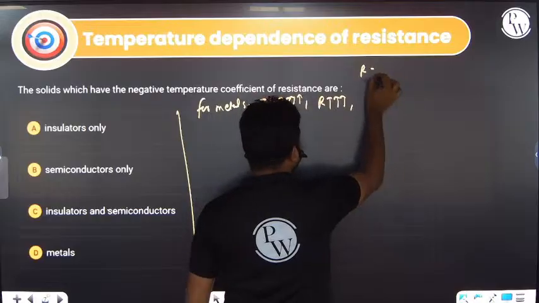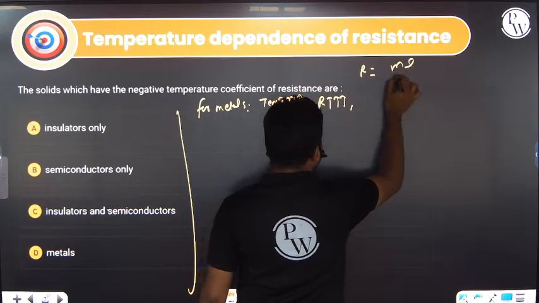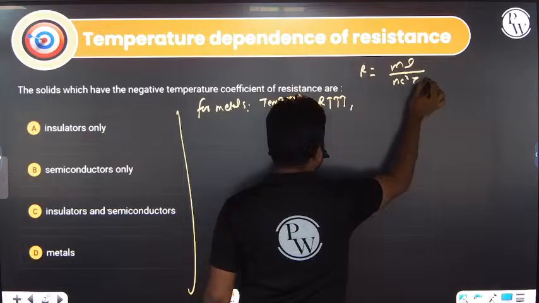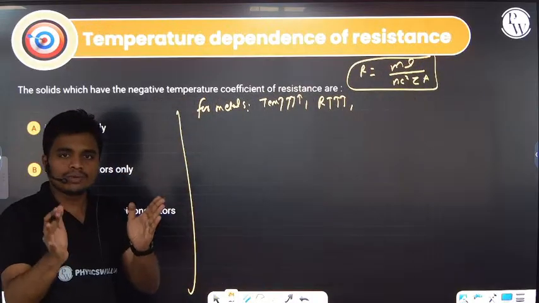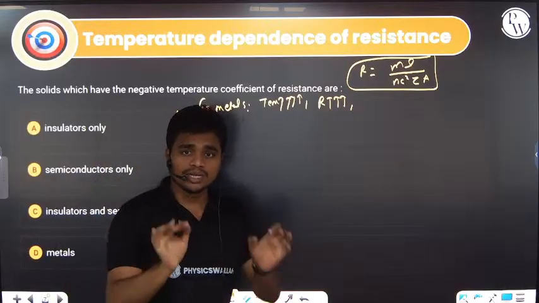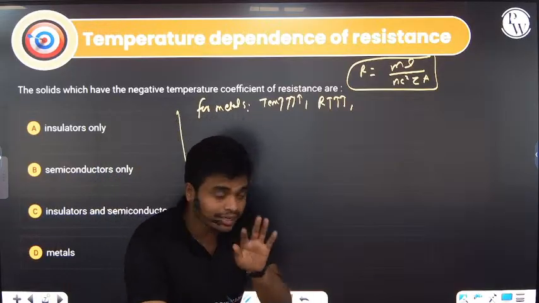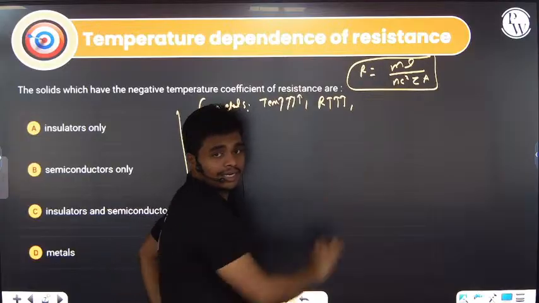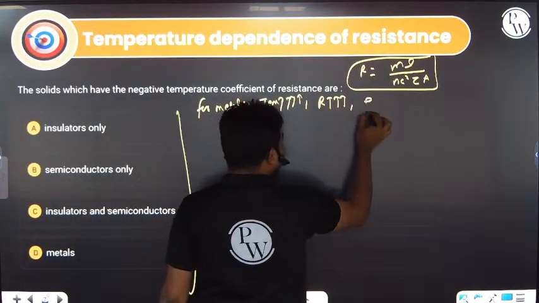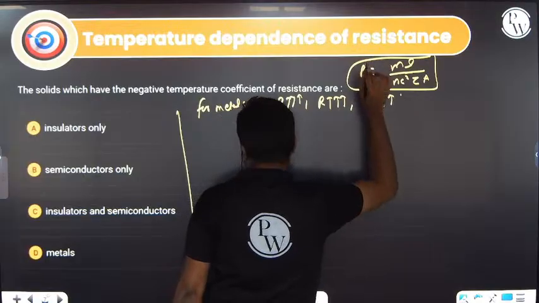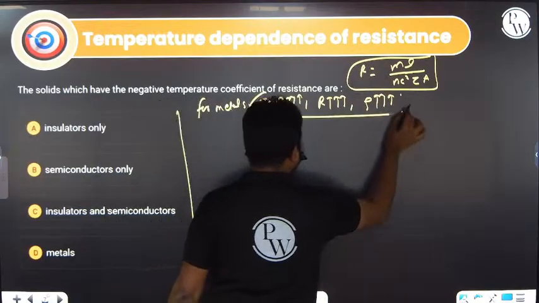Resistance depends on ml divided by n square tau into A. On increase in temperature, collisions between the electrons increase. Collision increases means the tau value will decrease, and tau value decreasing means the resistance value will increase. So during an increase in temperature, resistance increases and resistivity also increases. So for metals, as temperature increases, resistivity increases.